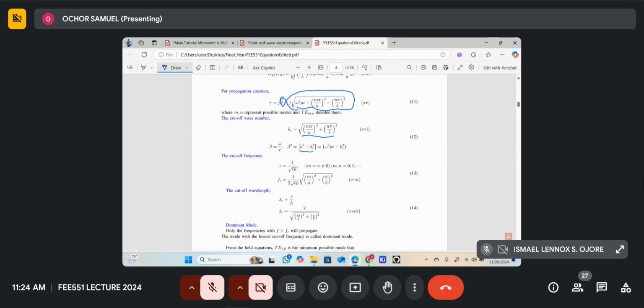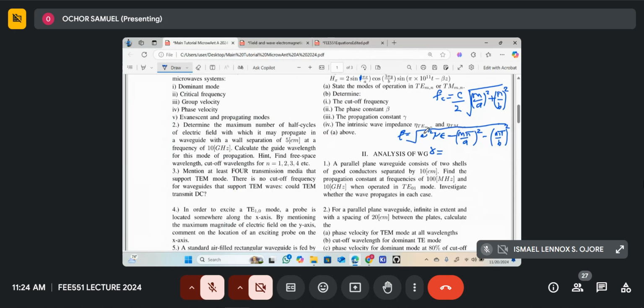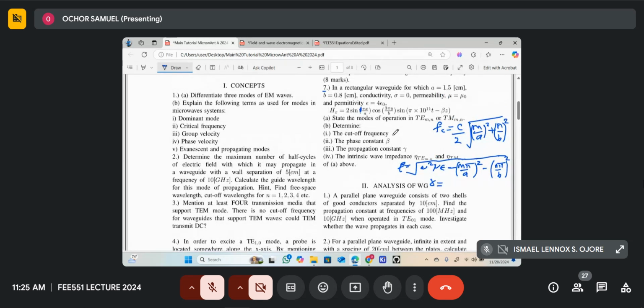Yes, I was talking about the cutoff frequency. What should we write as the formula for cutoff frequency? Maybe you can help us. I'm saying you're not using the speed of light, c. Yeah, true. Sorry.